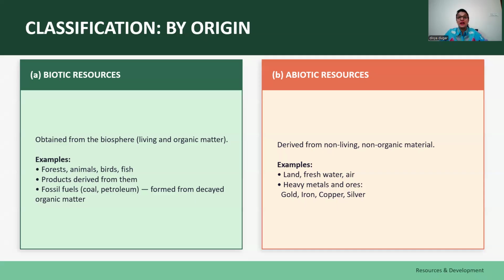Now abiotic. Abiotic is the opposite of biotic, meaning non-living things. All the non-living things are abiotic. Examples of abiotic are land, air, gold, iron, copper, they are all non-living things. So all the non-living things like table, chair, anything, are abiotic resources. I hope you are clear on which resources we have on the basis of origin.